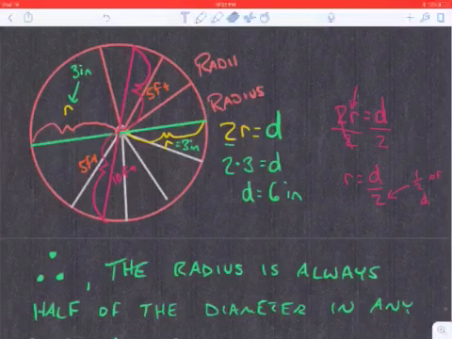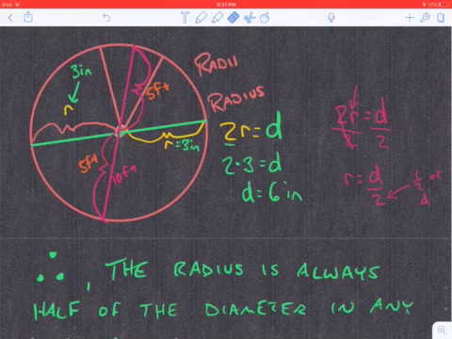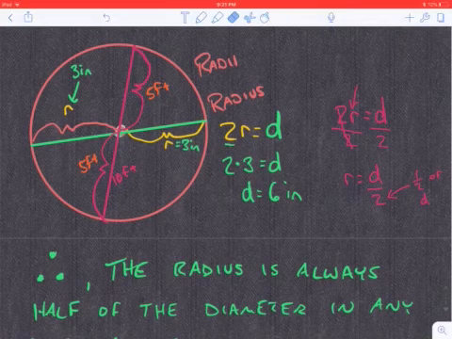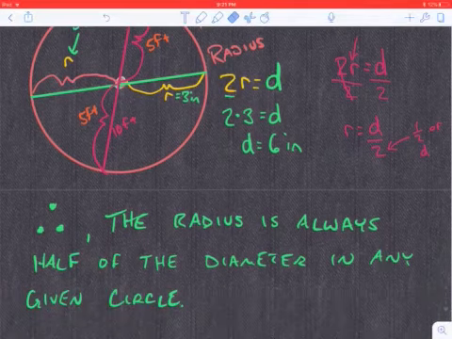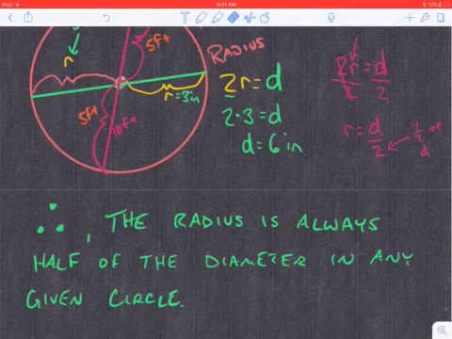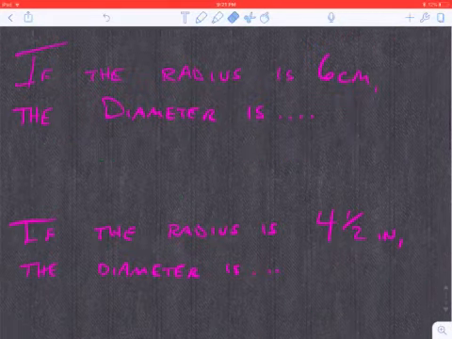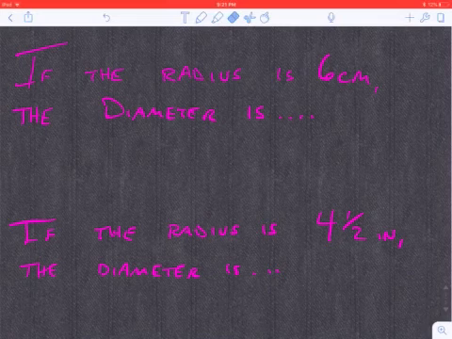So let me get rid of everything in here that doesn't really need to be here, just all these extra radii. So we can make sure all of those are gone. So that's kind of what we have here. All right. So therefore, the radius is always half of the diameter in any given circle. All right, I'm going to scroll on down here. So these are just some general statements to make sure we know exactly what's going on as far as the relationship between the radius and the diameter.